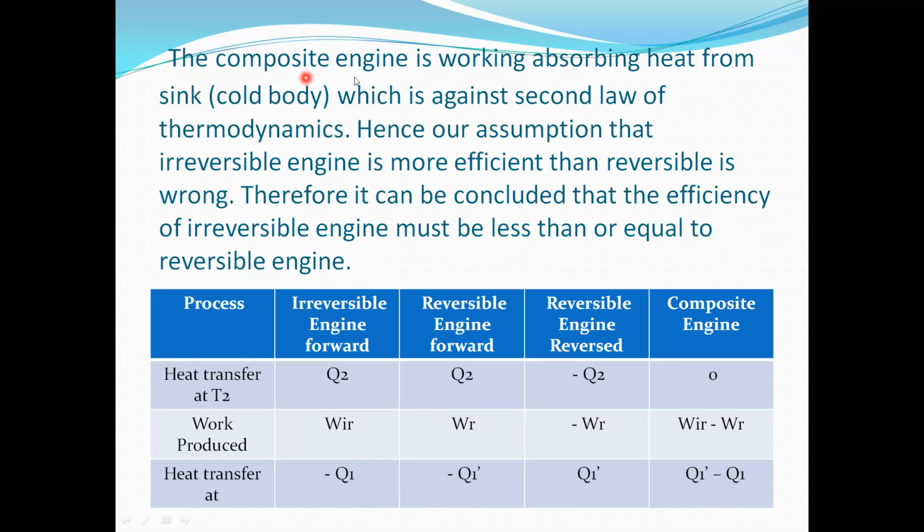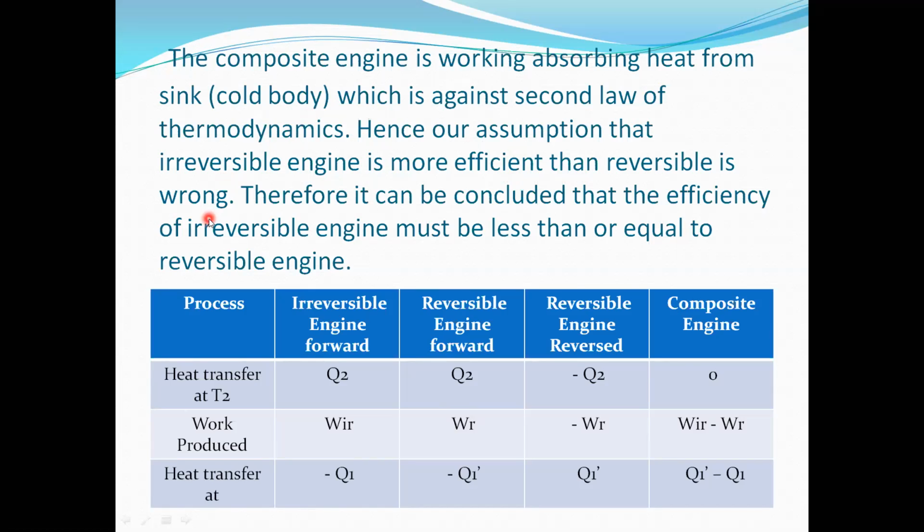The composite engine is working by absorbing heat from the sink, which is against the second law of thermodynamics. यानी heat always transfers from hot body to cold body. Cold body से hot body में heat नहीं जाती है, तो ये second law के against है. Hence our assumption that irreversible engine is more efficient than reversible is wrong.